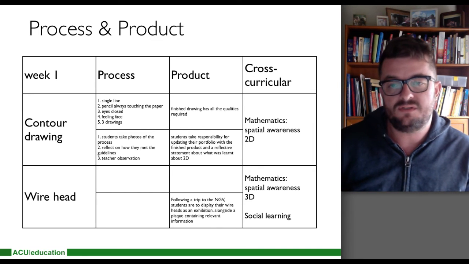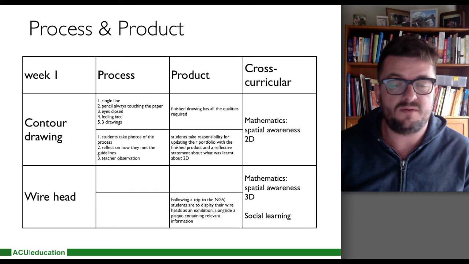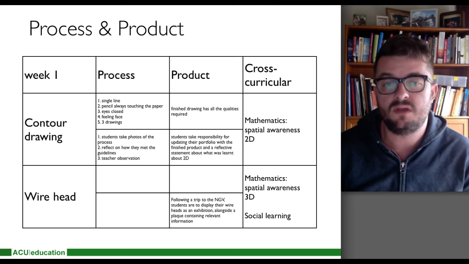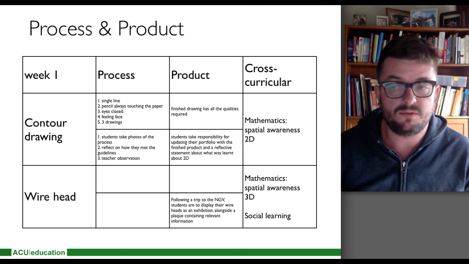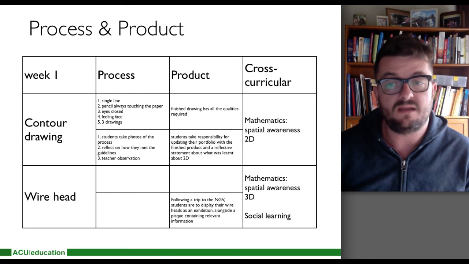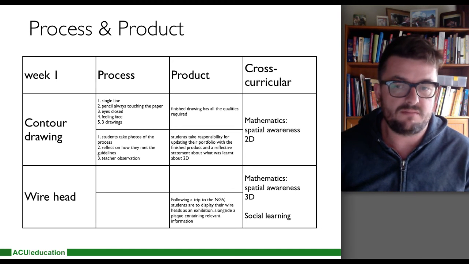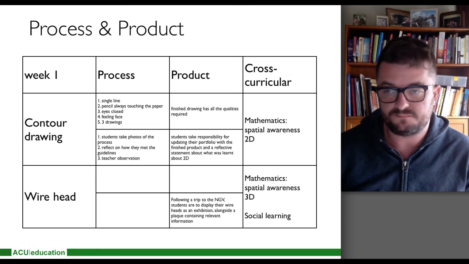And in order to actually assess those processes, you might want to think about students taking photographs of each other, or you taking photographs of them. You might want even to film them. Students can reflect on how they met those guidelines, and then teach observation. Those are three very basic ideas.